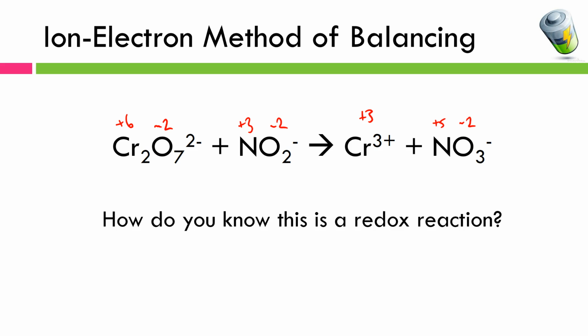So based on what we talked about previously, how do you know this is a redox reaction? Well, when you look at it, you've got changes in oxidation states. Chromium goes from +6 to +3, and nitrogen goes from +3 to +5 as we move from reactants to products. So even though this does not look like the traditional single replacement reactions that we've looked at so far, this most certainly is a redox reaction due to the fact that we see changes in oxidation states.